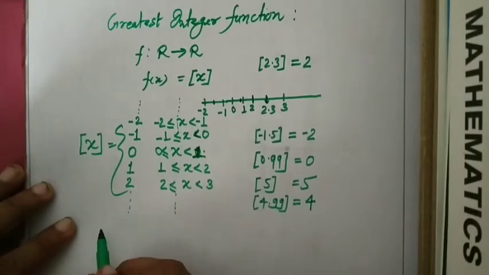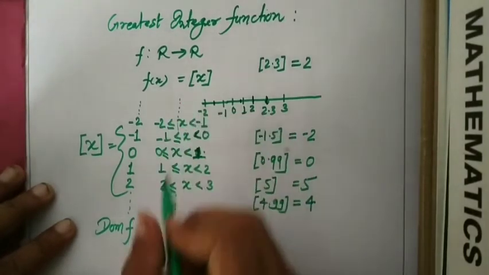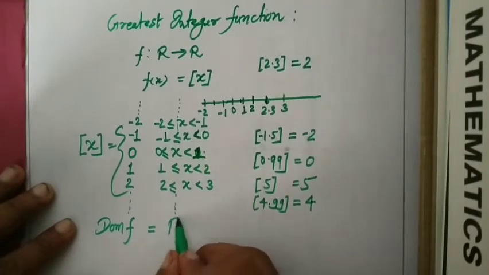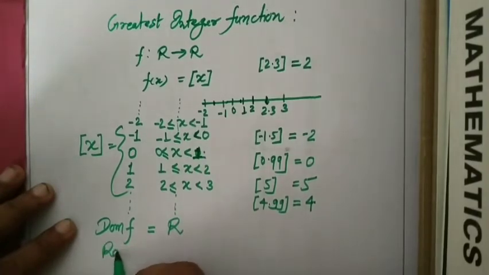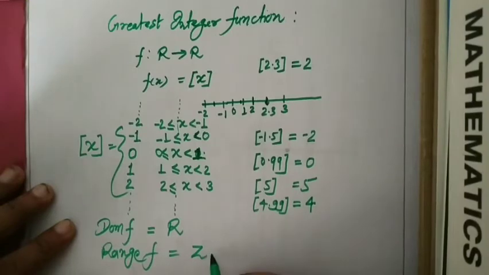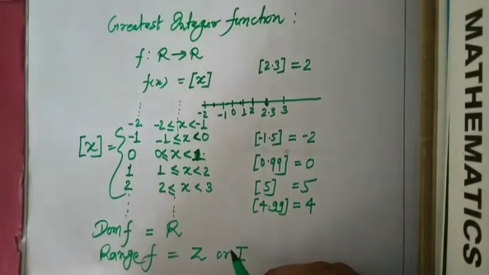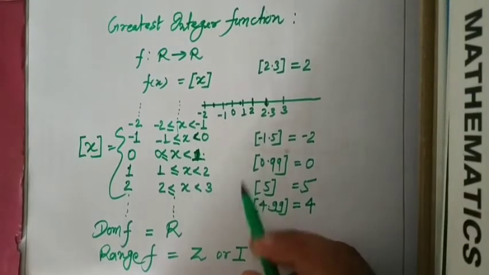So if we define the domain and range for this function f, which is the greatest integer function, the domain of this function will be all the real numbers, but the range of this function f is going to be only the integer values. Z is the symbol for the integer set, or you can also use capital I. So the range of f will be capital Z or capital I, but the domain of this function will be capital R. I hope the greatest integer function is clear by definition.